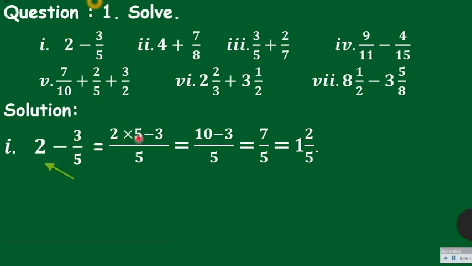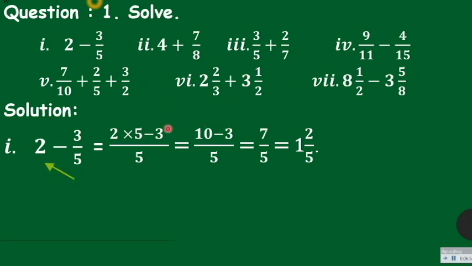2 multiply 5 minus 3. So by using BODMAS: bracket, of, divide, multiply, add and subtract. With the BODMAS rule, first we will do multiplication. 2 5s are 10. Then we will do subtraction. 10 minus 3 equals 7.